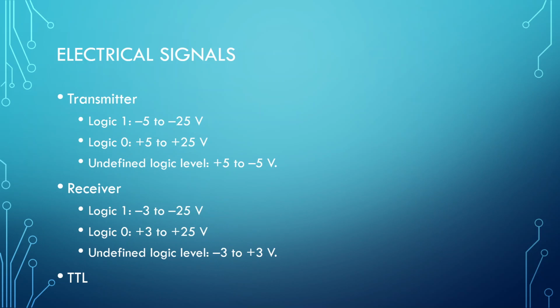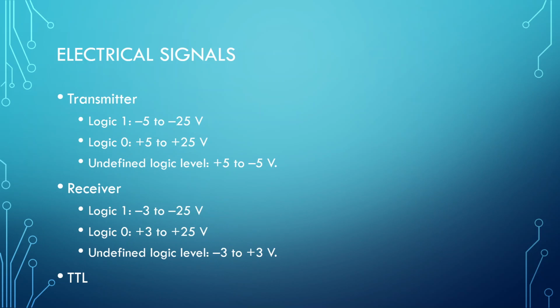But anyway, we have inverted logic here. So if you're going to send a logic level 1, it's -5 to -25 volts. If we're going to send a logic 0, it's 5 to 25 volts. You will also notice that there is that undefined logic level, -5 to 5 volts. So just something that you do need to be aware of.